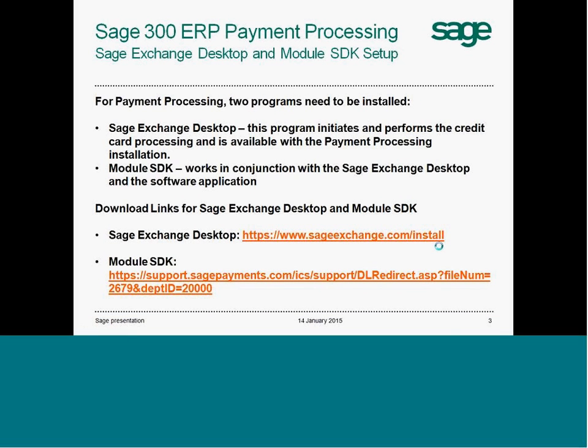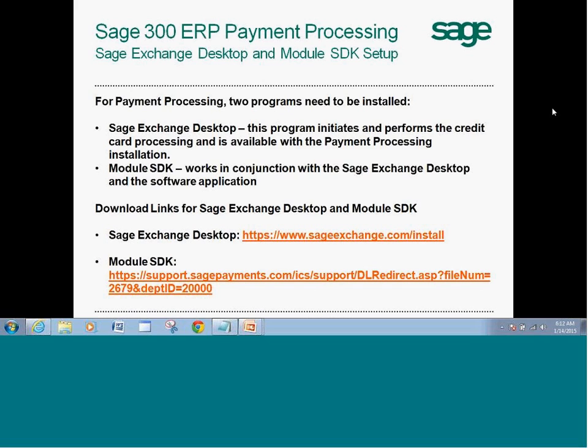For payment processing to actually work, two programs need to be installed on the computer. First, Sage Exchange Desktop. This program initiates and performs the credit card processing and is available with the module installation. Second is the module SDK, which works in conjunction with the Sage Exchange Desktop and the software application. I've included both of the download links on this PowerPoint, the Sage Exchange Desktop and the module SDK. If you choose, you can go to Sage's self-service portal, and you can download the links directly from there.